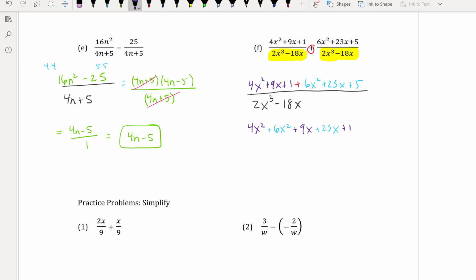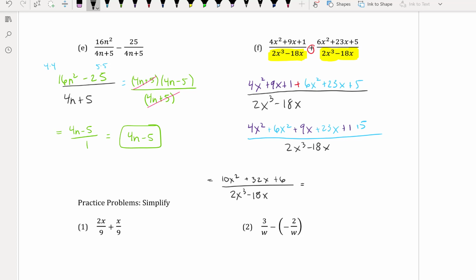I have a positive 1. And I have a positive 5. And down at the bottom, I still have that 2x cubed minus 18x. So now, looking at this, I can simplify my numerator. So 4 plus 6, that gives me my 10x squared. Next, I'm going to have 9 plus 23, and that's going to be 32x, and 5 plus 1, which is 6. And down at the bottom, I have the 2x cubed minus 18x.